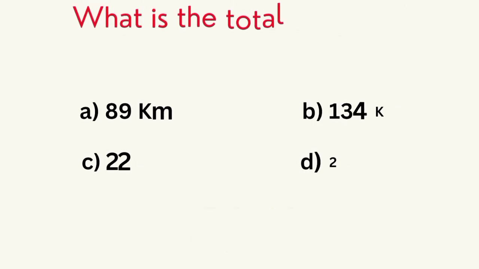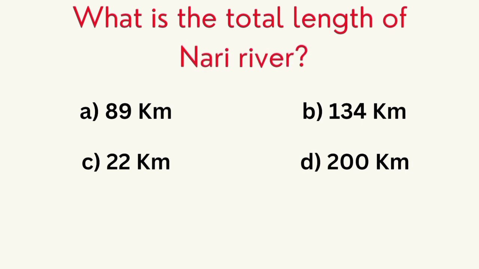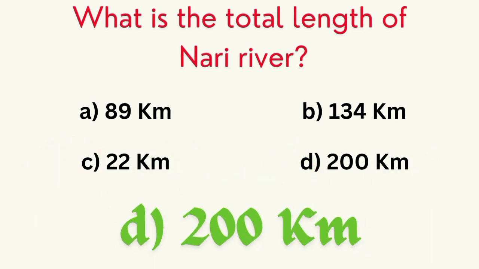What is the total length of Nari River? A. 89 kilometers. B. 134 kilometers. C. 22 kilometers. D. 200 kilometers. Answer, D. 200 kilometers in Balochistan.